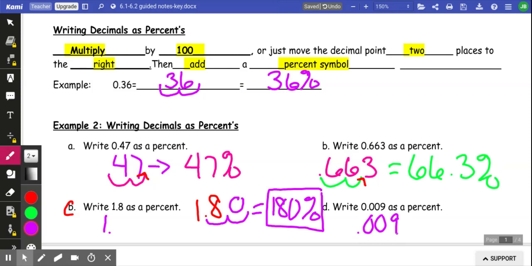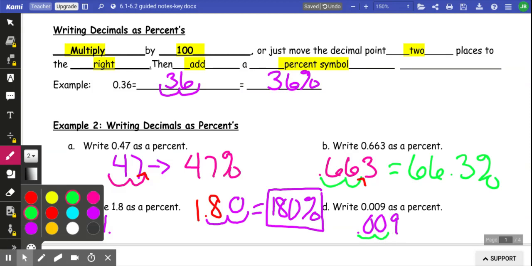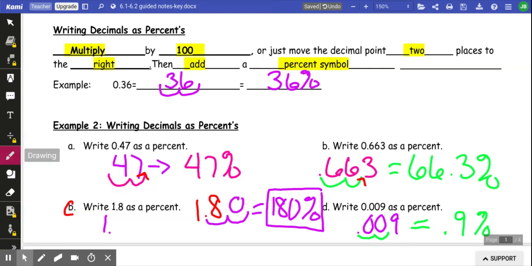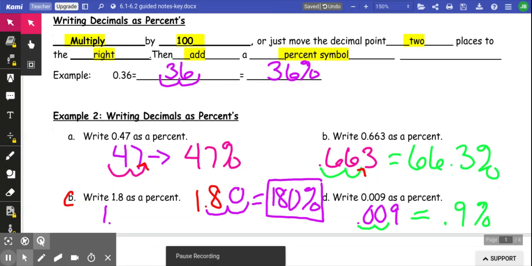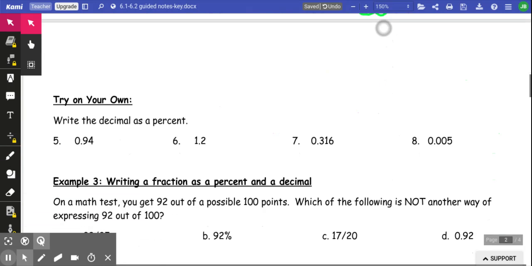And we're going to shift that decimal point over to the right 2 times. So we are going to end up with 9 tenths as our percent. So not even a whole percent. Okay. All right. Go ahead and pause the video and try the next few on your own.